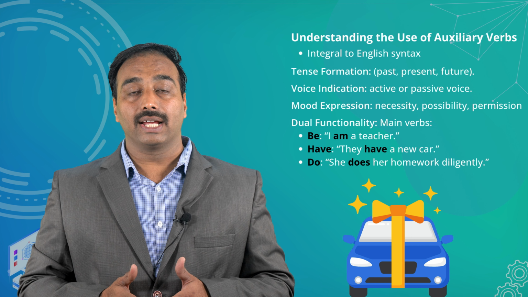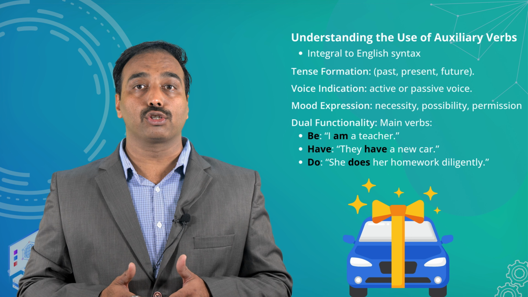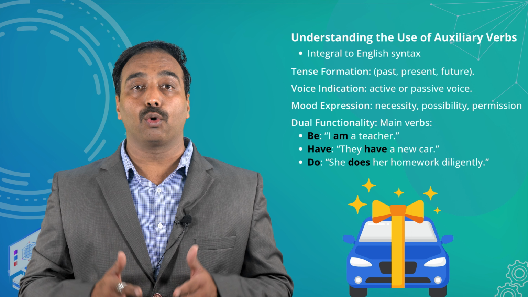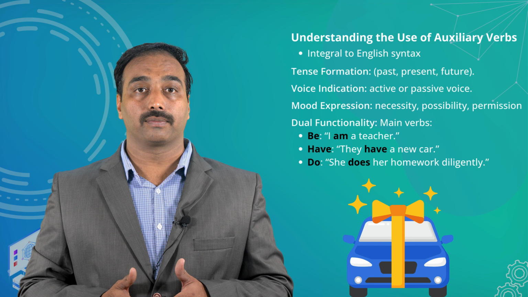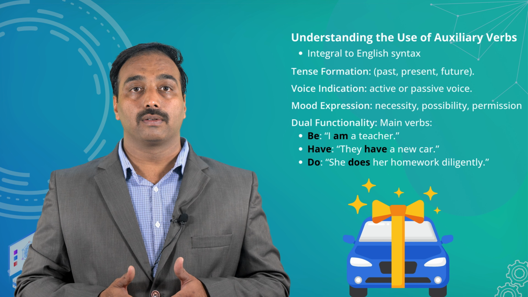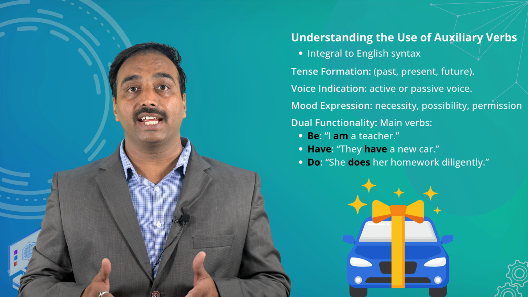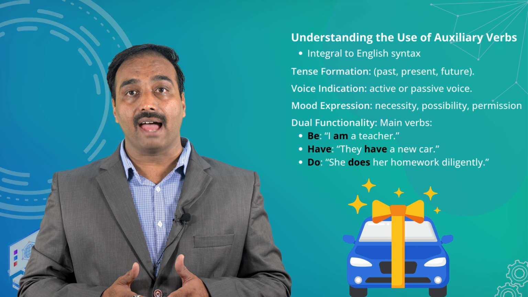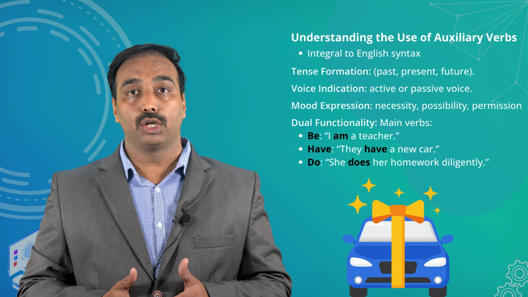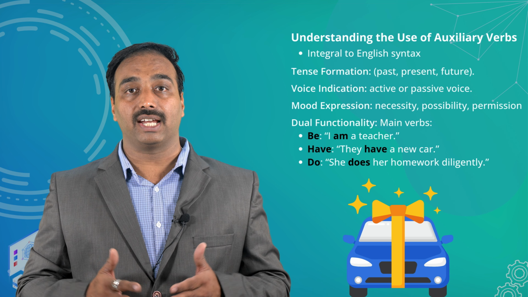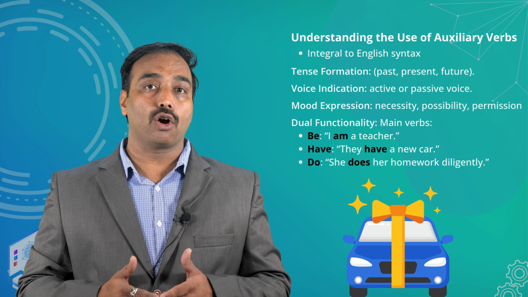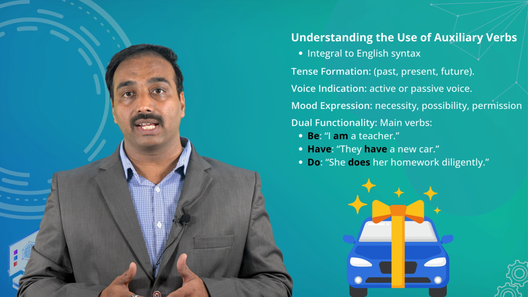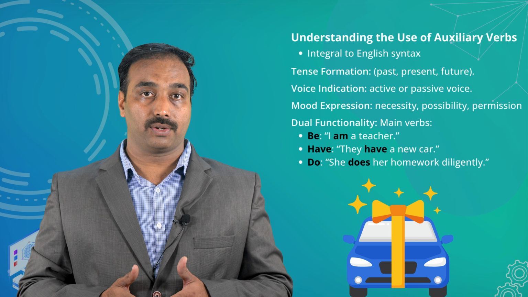It's important to note that be, have and do can also function as main verbs with their own meanings. Example of be. I am a teacher. Am is a form of be. Have. They have a new car. Do. She does her homework diligently. However, when they are used alongside another verb to form a verb phrase, they operate as auxiliary verbs.